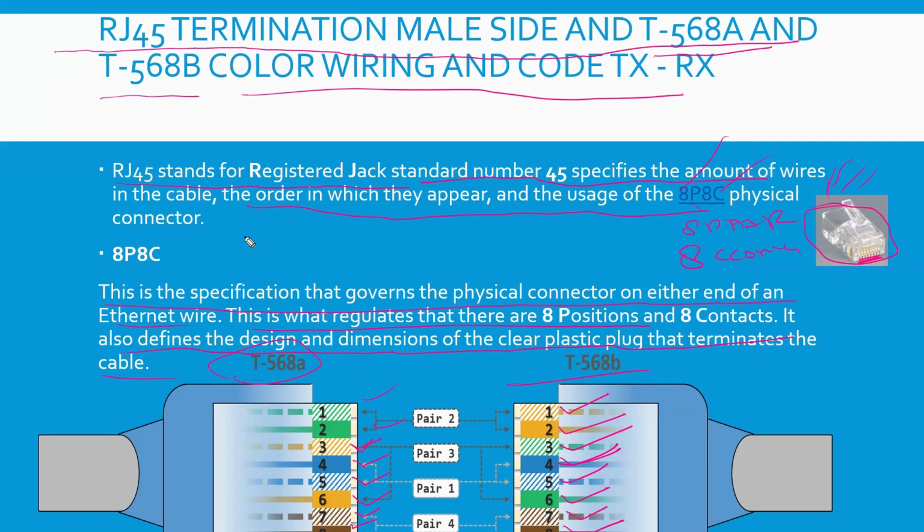So when you terminate a cable, make sure both sides are the same. If it's an A side here, make sure you terminate the A side there, not B. If it's T568A on this side, make sure you have T568A on the other side. If you are terminating B here, make sure you terminate B there.